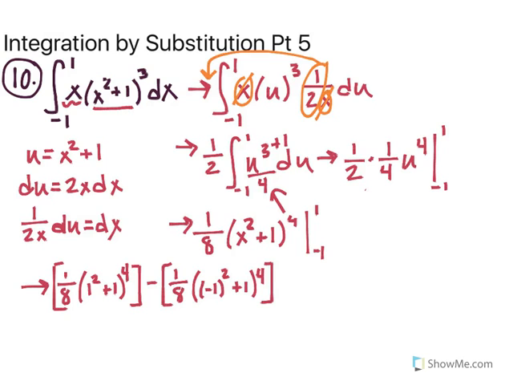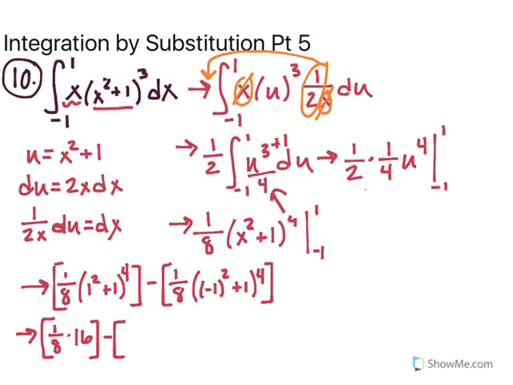And now all we need to do is enter this into our calculator or work it out in our heads or by hand, and we should have our answer. So I'm going to do this by hand in my head, so you can see how the process works, just in case you want to know. So the first part that we have here, I'm going to keep the 1/8. Now 1 squared is 1, 1 plus 1 is 2, 2 to the 4th power, let's say 2 times 2 is 4, and then times 2 is 8, times 2 is 16. So that's going to be multiplied by 16.